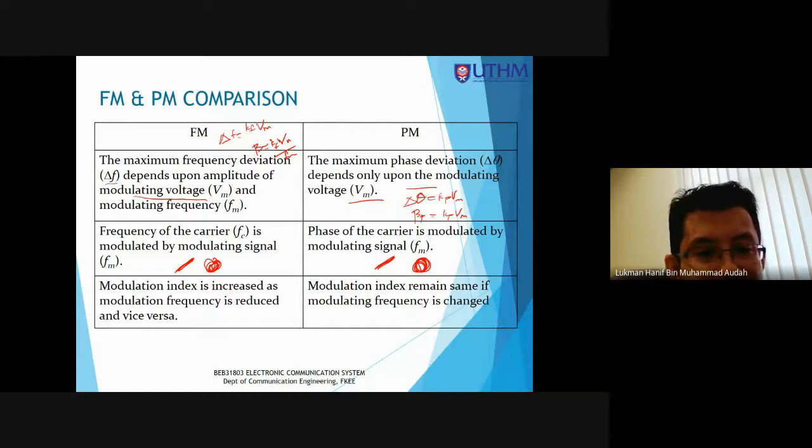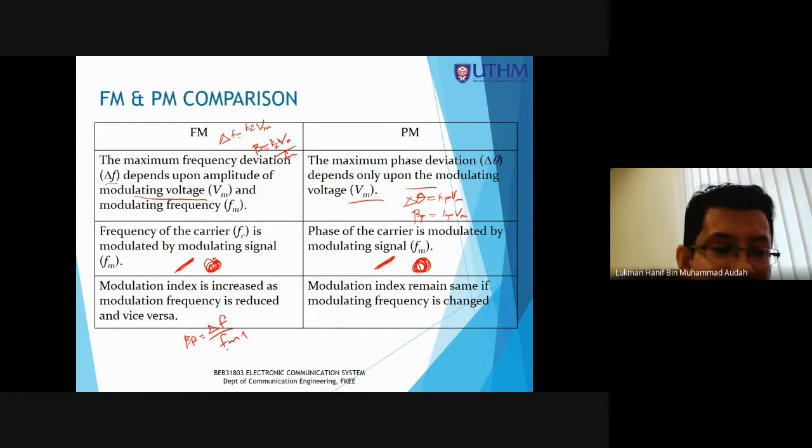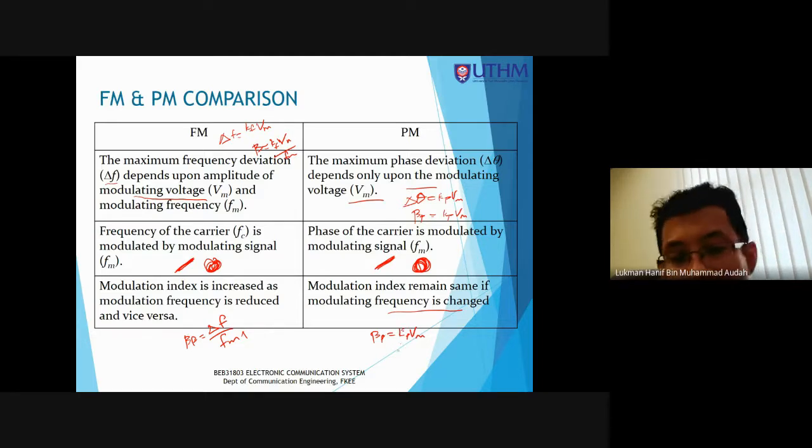Okay. So modulation index is increased as the modulation frequency is reduced and vice versa. Of course, beta F is equal to delta F over FM. So lagi tinggi nilai FM, lagi rendah nilai beta. Lagi rendah nilai FM, lagi besar nilai beta. Modulation index remains the same if modulating signal is frequency. Of course, beta P is equal to KP VM. So dia tidak bergantung kepada nilai FM.